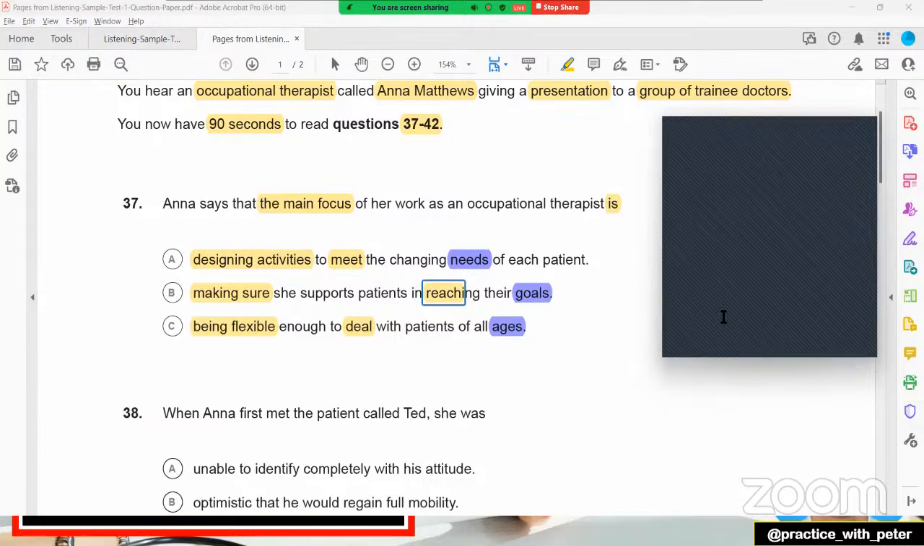Reach means meet, same thing, same meaning. And next one, goal. Goal, aims, objectives, targets, ends.